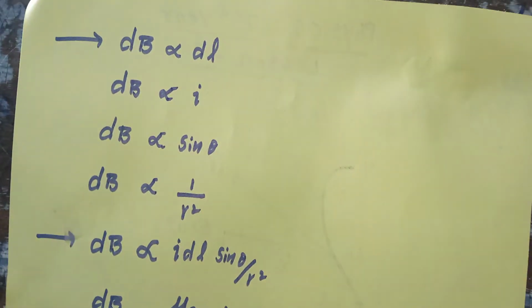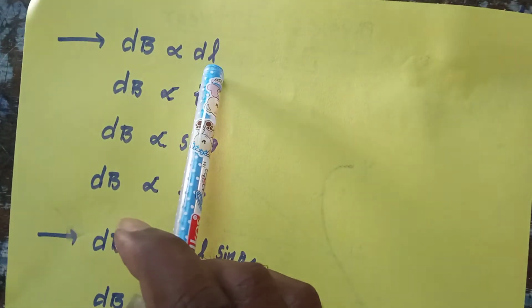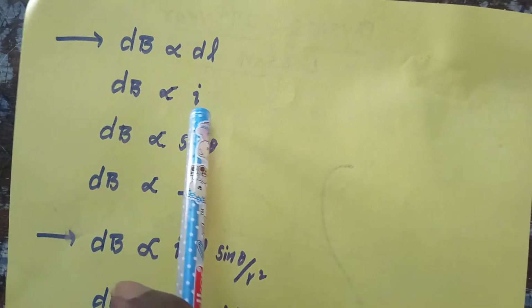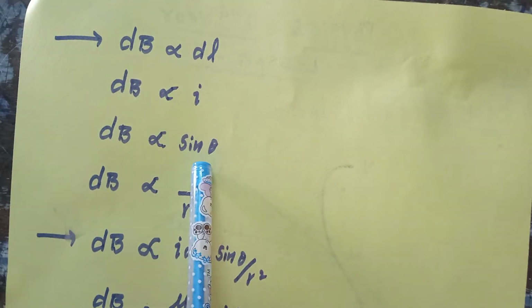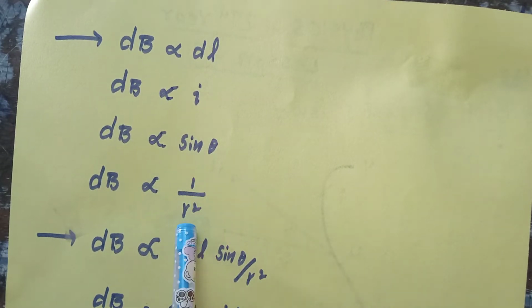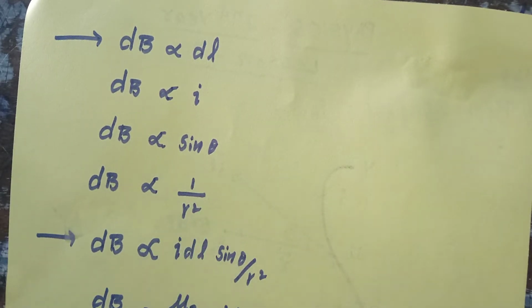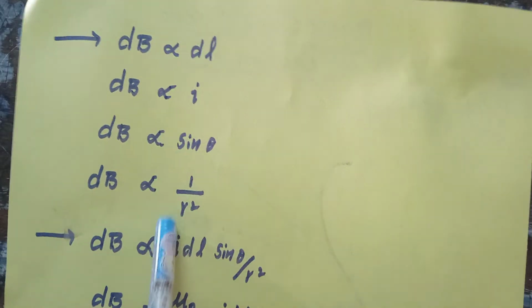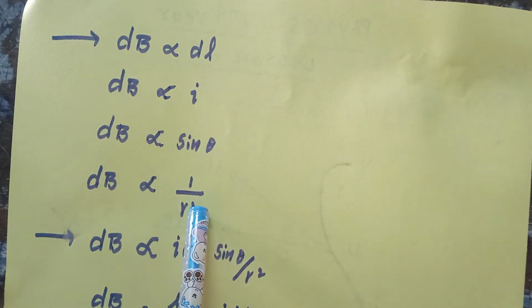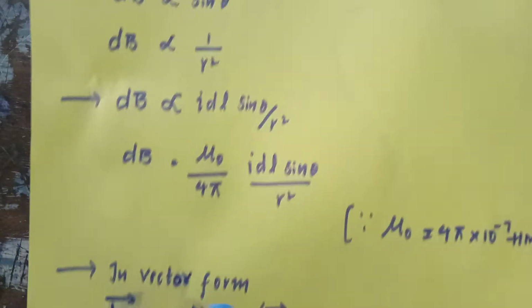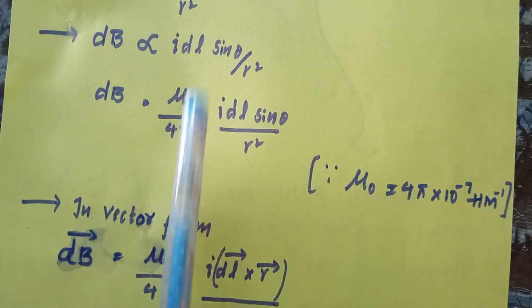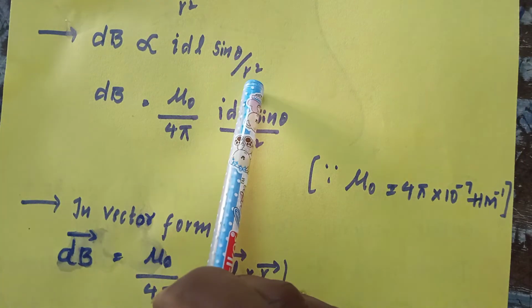Now the mathematical part. dB, the magnetic field induction, is directly proportional to the length of the small element, the strength of current, the sine of the angle made by the line joining the small element and the point P, and inversely proportional to the square of the distance between the point and the current carrying conductor. So that is three directly proportional and one inversely proportional. So dB is proportional to I dl sin theta by R squared.